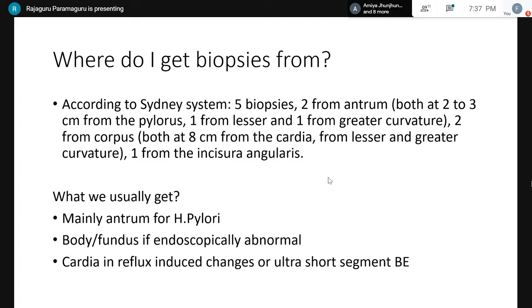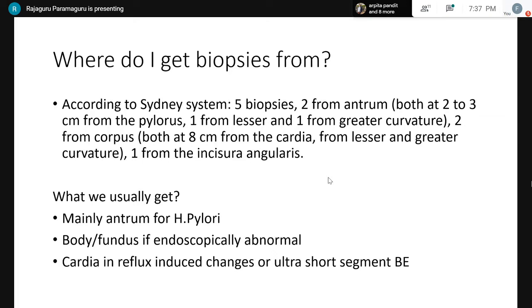But when they find some abnormality in the body and the fundus, or something on the whole, where the picture is completely different, they can take biopsies from elsewhere, the body and the fundus. And cardia, usually we don't get that frequently, but whenever we are dealing with reflux esophagitis, or in cases of ultrashort segment Barrett's esophagus, cardia might be sampled. So that is one thing we have to keep in mind. You should not wonder why this cardiac mucosa is looking like an antral mucosa. The mucinous glands in the cardia will just look like the antral mucosa. That we have to keep in mind.